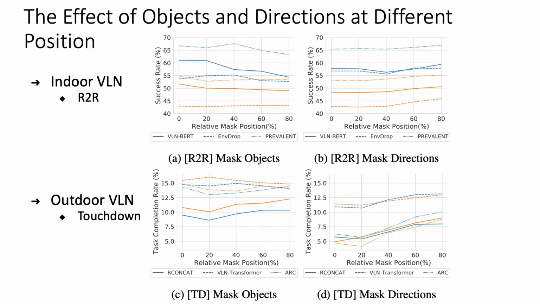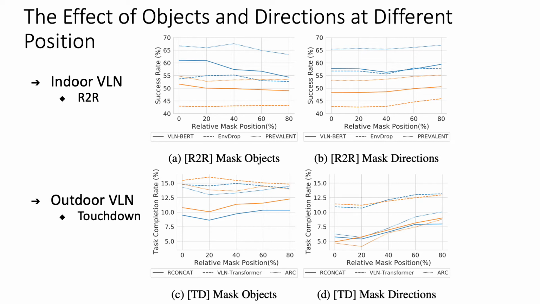So previous studies have noted that it's hard for agents to recover after making mistakes. This leaves us wondering about the model's robustness when manually introducing errors at different navigation stages. So here we remove a few objects and direction tokens that appear at different positions in the instruction and inspect to what extent agents can withstand such human errors.